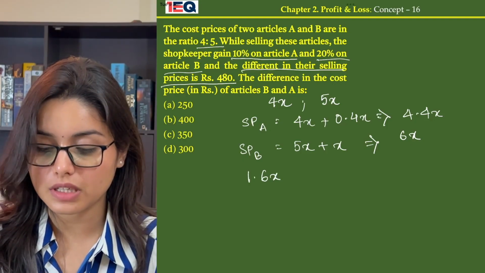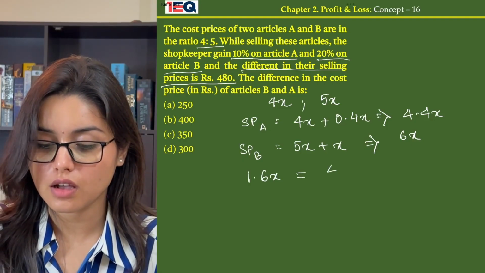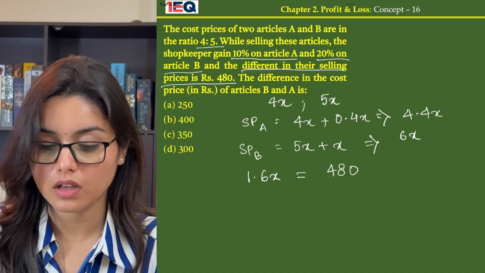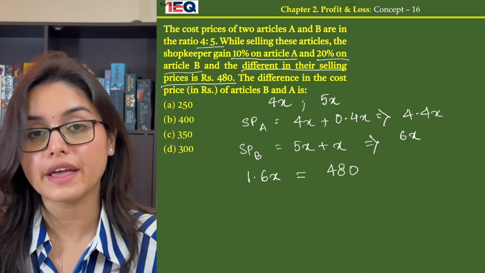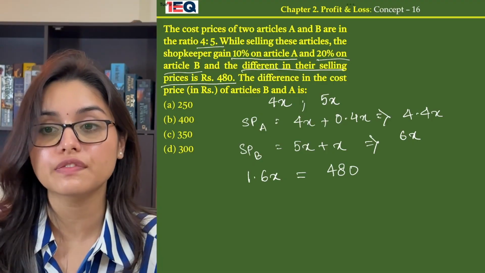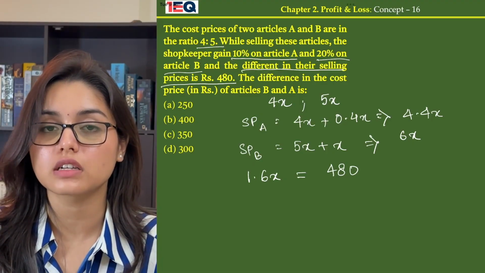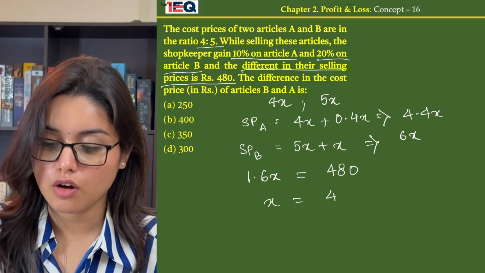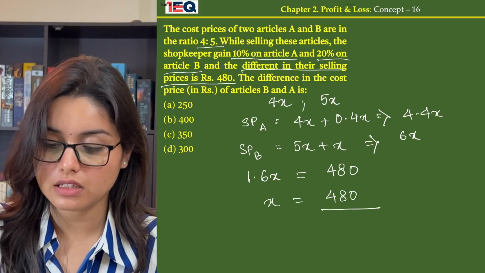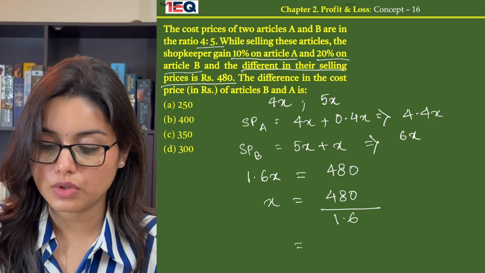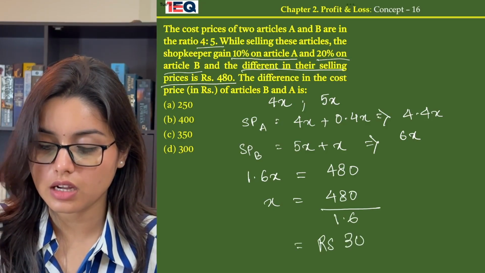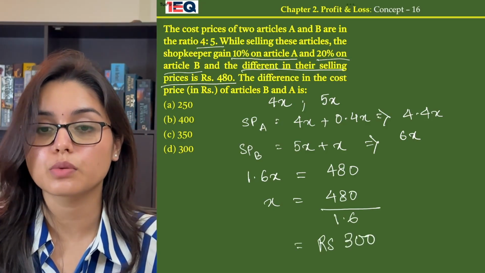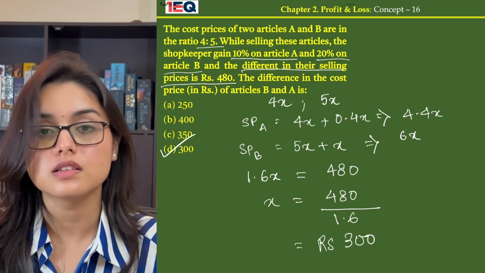And according to the question, this is equal to rupees 480. Now, if we find the value of x, we will find the value of the difference in the cost price of articles B and A. So, x is equal to 480 divided by 1.6, which gives us rupees 300. So, our answer to the question is option D.